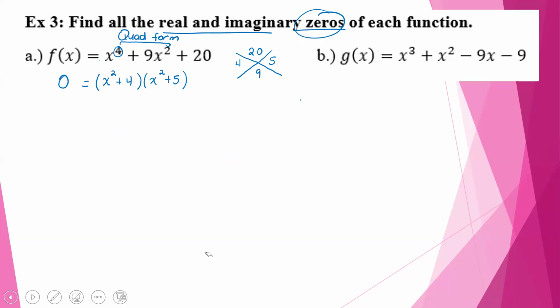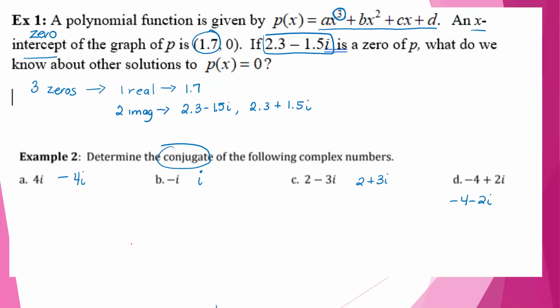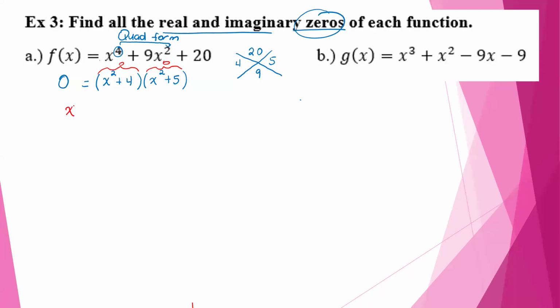Well, it just says if I have 2 factors that multiply to 0, what does it mean? One of them has to equal 0. That's the only way I can multiply to 0, right? So that's our zero product property. So what do we have here? X squared plus 4 equals 0. And x squared plus 5 equals 0. So get x by itself, subtract 4 from both sides. X squared equals what? Negative 4.